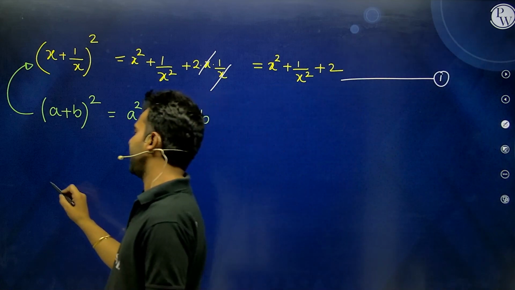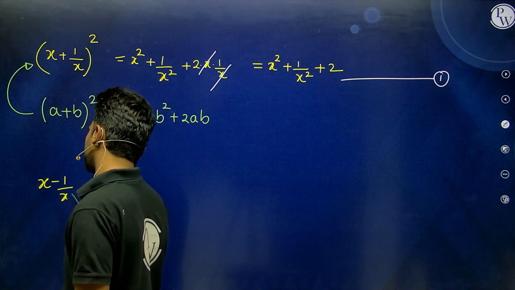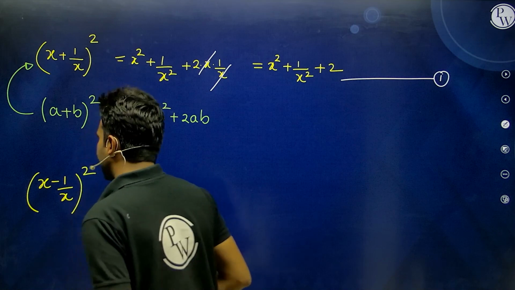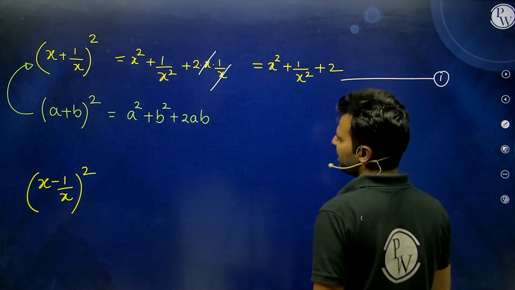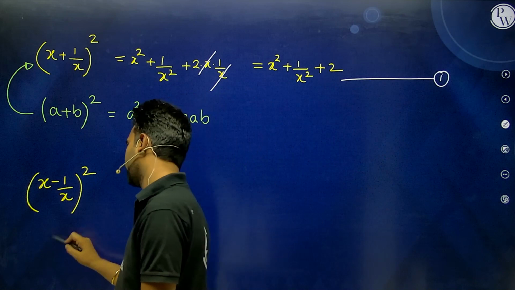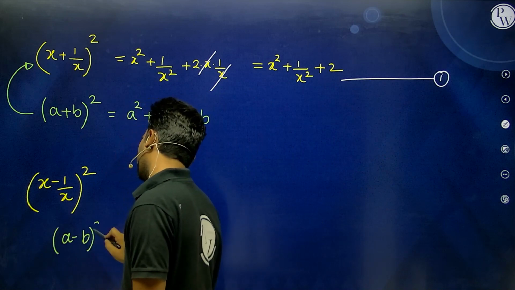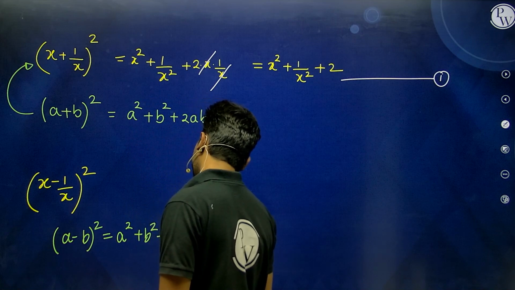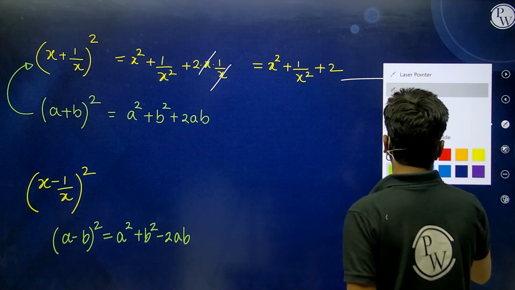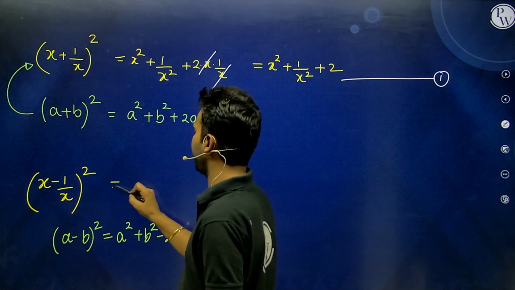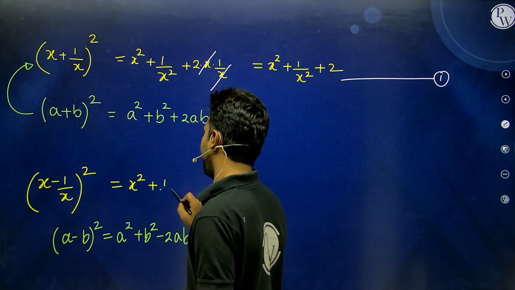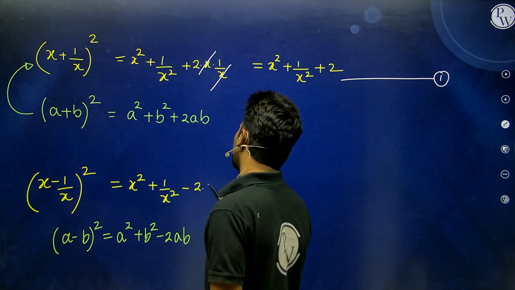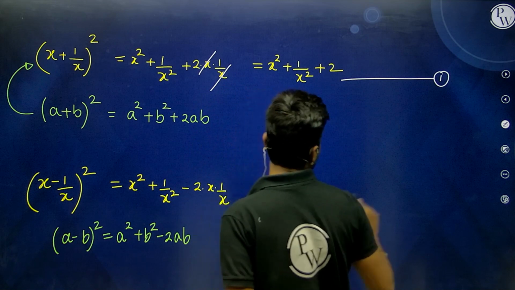Okay, let's take this up, x minus 1 by x to the whole power 2. Let's apply a minus b ka whole square. Sir, why are we doing that? You'll come to know. A minus b ka whole square, we know it is equal to a square plus b square minus 2ab. Okay, this will become what? This will become x square plus 1 by x square minus 2 times of x times 1 by x.